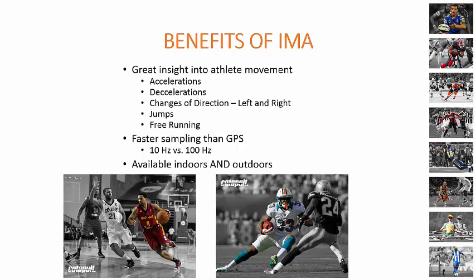One of the other benefits of IMA over, say, GPS is that it actually has a faster sampling rate. The sensors sample at 100 Hertz, where the GPS engine samples at 10 Hertz. So it could be more sensitive to some of the micro movements that our athletes, especially in tight quarters, perform. And again, I can't stress this enough, it's available indoors and outdoors. So if you were tracking changes of directions or decelerations outdoors, you can also get that data indoors. We don't lose that ability to track micro measurement athlete movement.